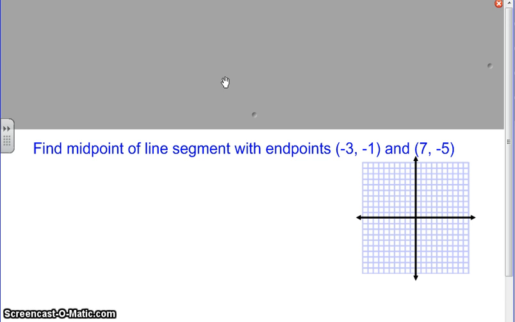So we have the chance to graph these 2 points. -3, -1. Oops, I got a calibration. I'm going to pause this and do it. Okay, so here are the 2 points, -3, -1, and 7, -5. And so how could we find the midpoint of this? I mean, you all know it's going to be kind of in the middle, by definition, right? So, what do you think, Talia?